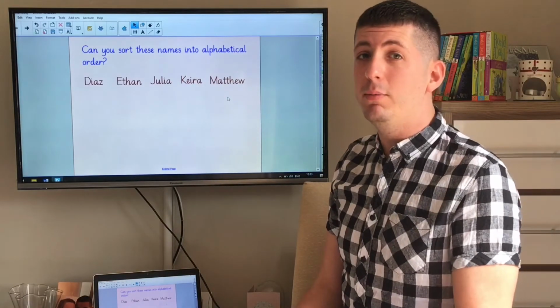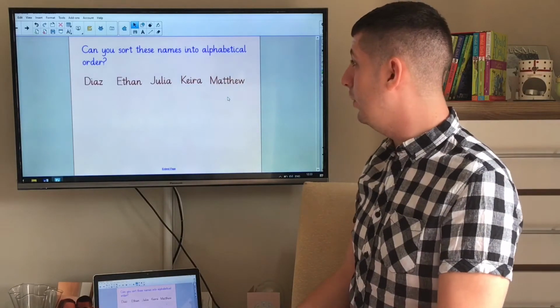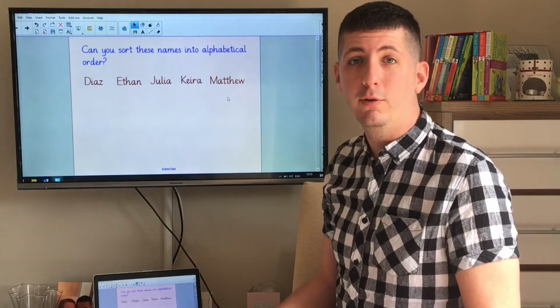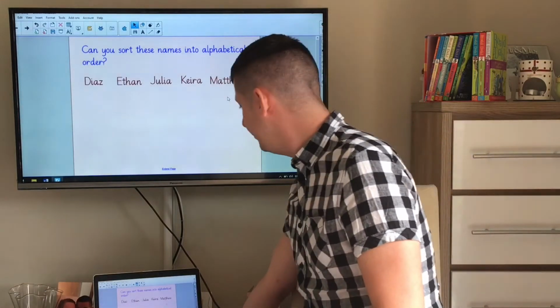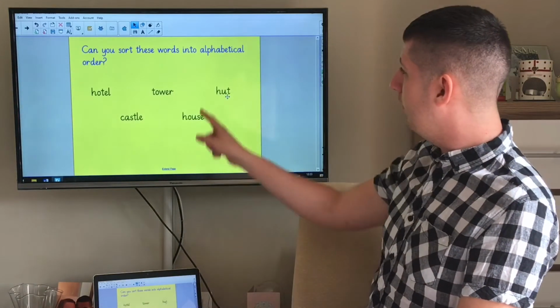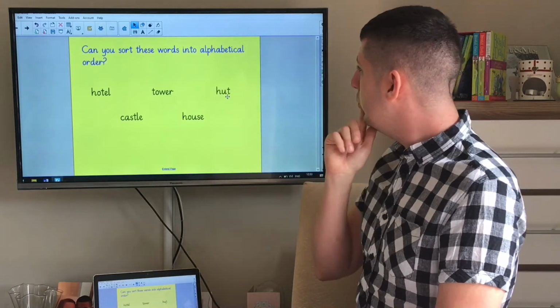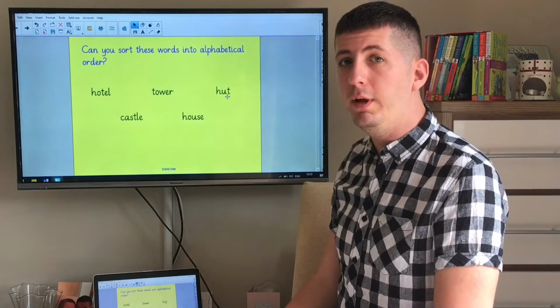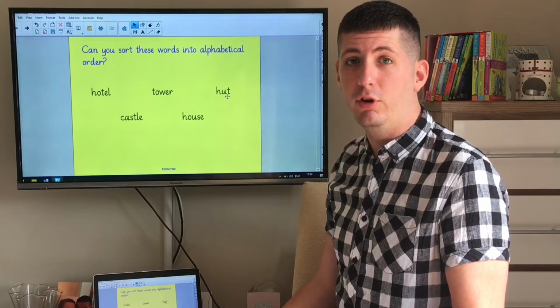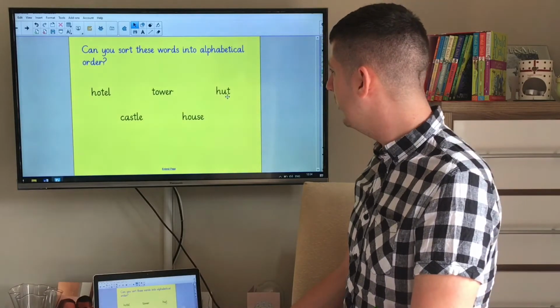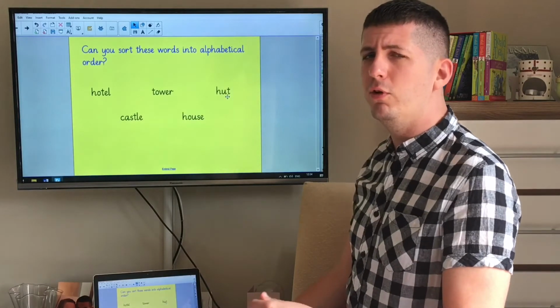Now that's quite simple. If you know your alphabet and you know that all of the words begin with different letters, organising it into alphabetical order is not that difficult. But this is a bit more challenging now. You'll notice that there are 5 words here, and you'll notice that 3 of the words all begin with the letter H. So we know that one of them has got to come first before the other 2, but how do we know which one comes first? Well, let's do the same as we did before. Let's work our way through the alphabet.